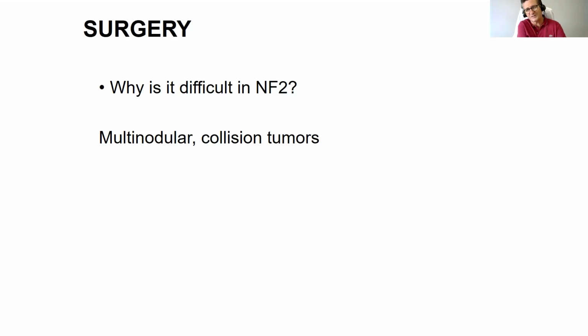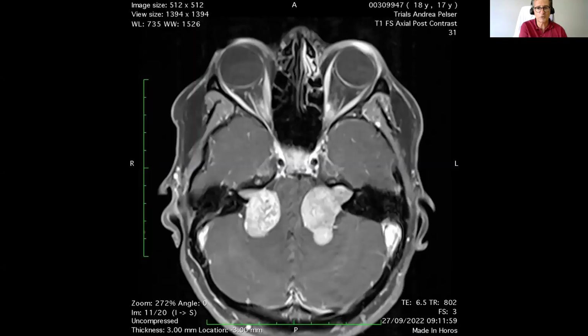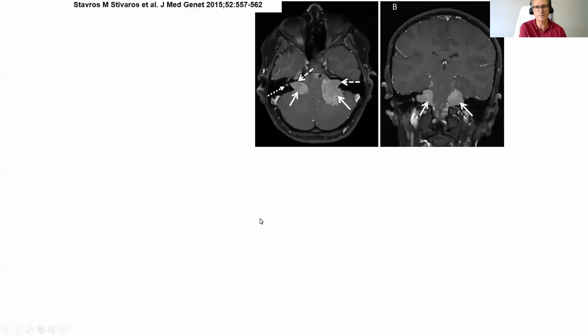Surgery, why is it difficult in NF2 compared to the sporadic? It's difficult because it's multinodular. There are sometimes many tumors. And you see there is some nodules. So it's more difficult than for sporadic vestibular schwannoma.